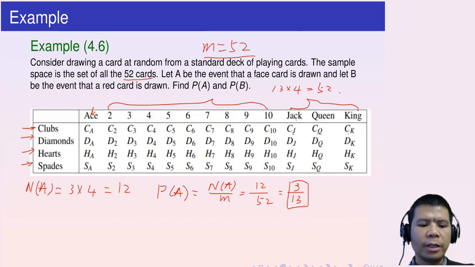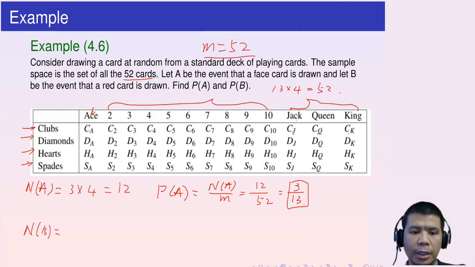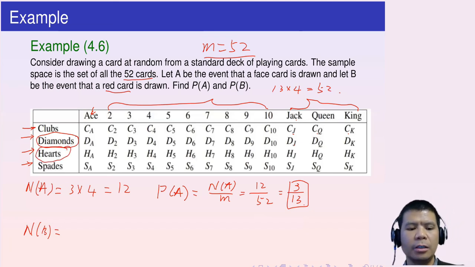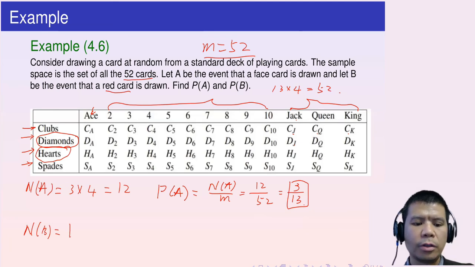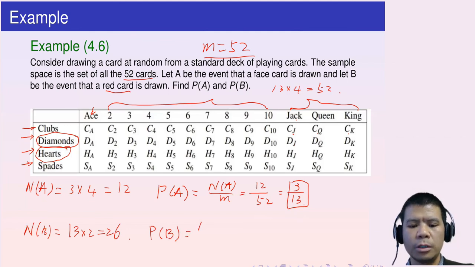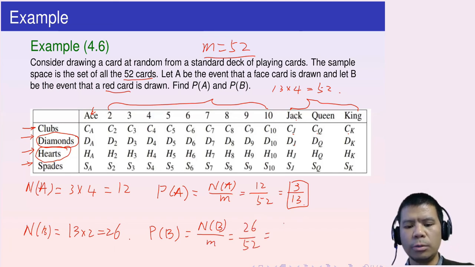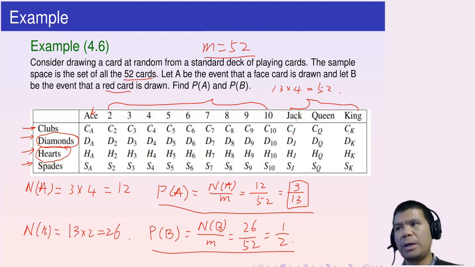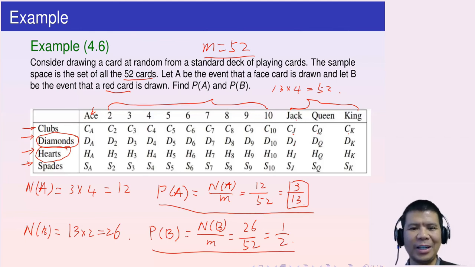Similarly, we can find N of B. B means a red card is drawn. What is a red card in a standard deck? Those are diamonds or hearts, right? These are colored red. So how many are there? 13 times 2, that's 26. So the probability of B equals N of B over M, which is 26 over 52. That's 1/2. The probability of getting a red card is 1/2. Very good. So that's how we can use this theorem to find the probability of events for random experiments with equally likely outcomes.